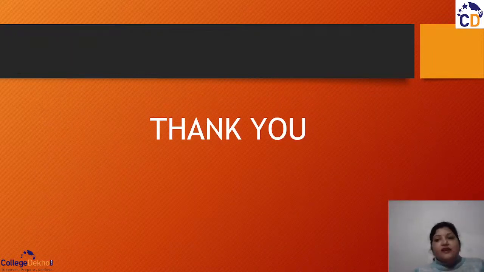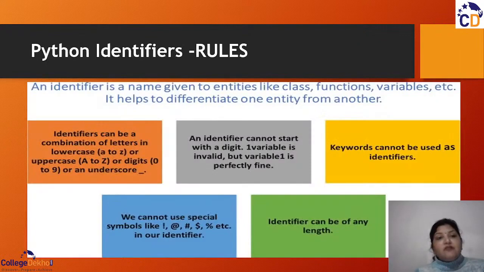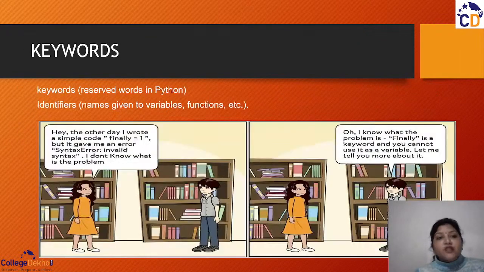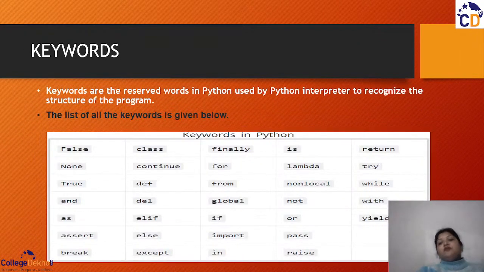Let us do a quick recap. First, we have done keywords. There are 33 keywords in Python, and we cannot change these keywords. We cannot use these keywords as a variable name.